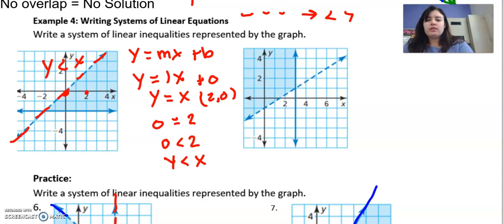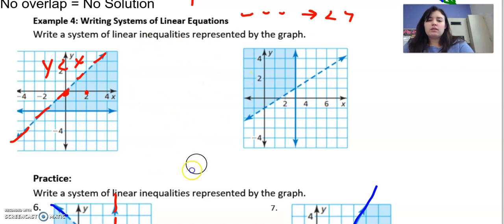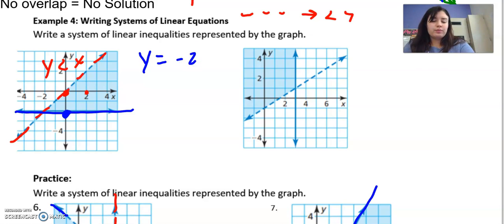I'm going to erase. And now we are on to the next one. So this is a solid line at 3. So when we have a horizontal line like this, we know it's going to be y equals some number. What is our y-intercept? It is -2. So now we have to check for shading. Let's use that same point, 2, 0. If we plug in, is 0 what to -2? It is greater than or equal to because of that solid line.